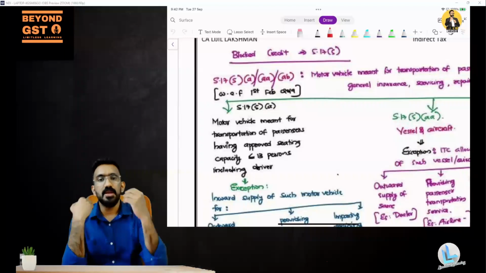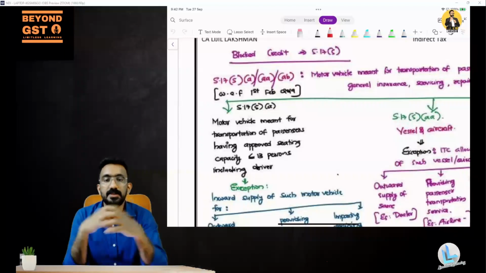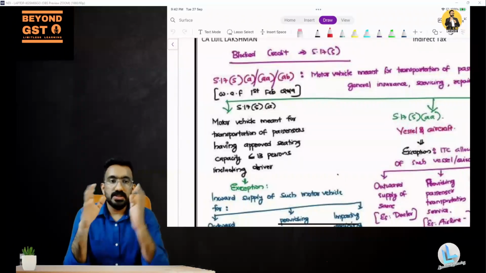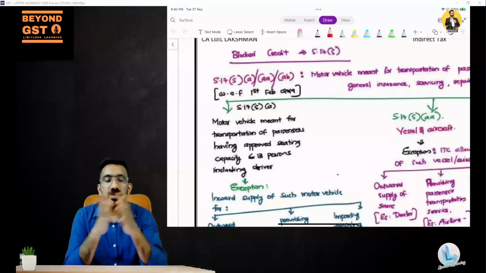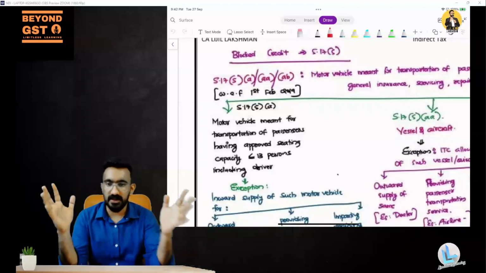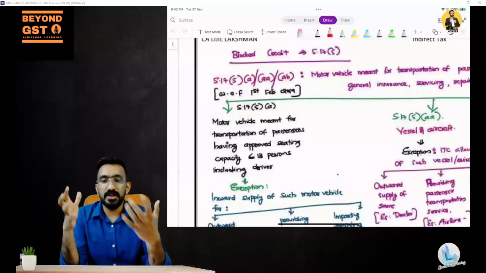So block of credit as a concept, what does it mean? It says in section 16, we have already discussed that one can take credit only if they satisfy 5 different conditions. Now I'm telling you that even if you satisfy those conditions, I will not give you credit.